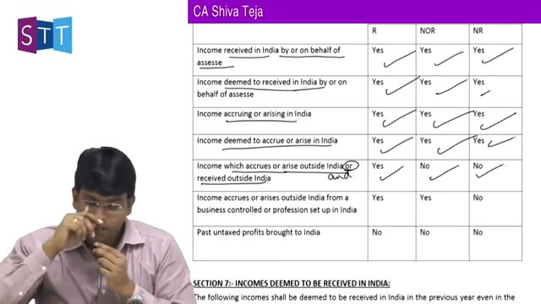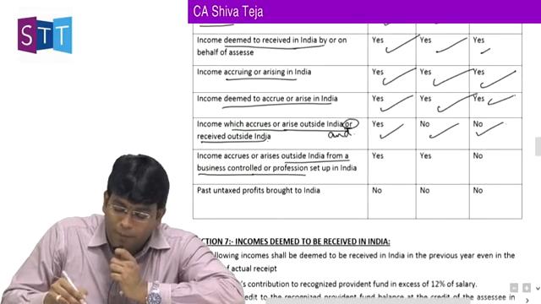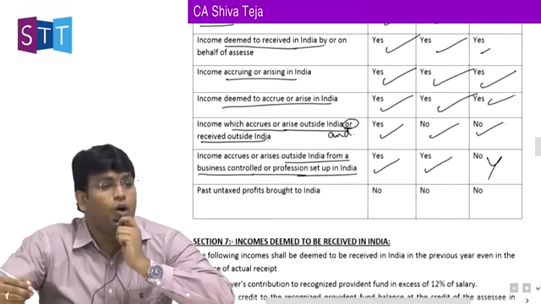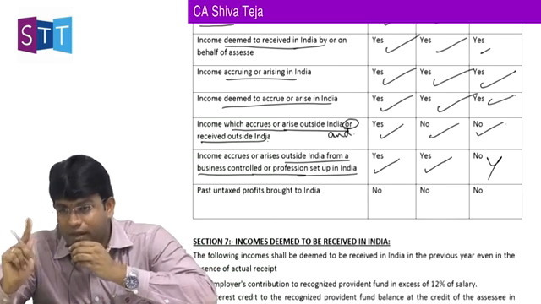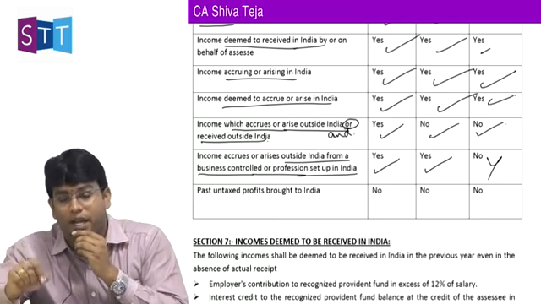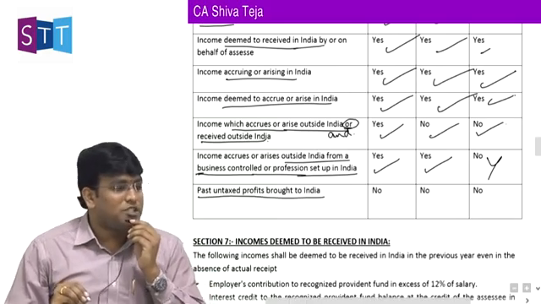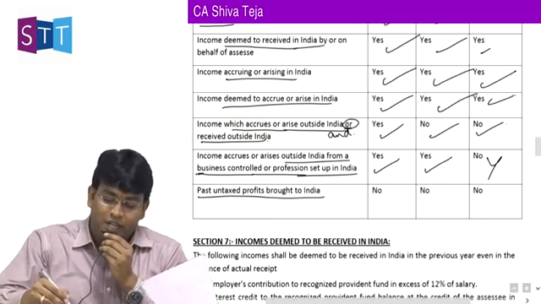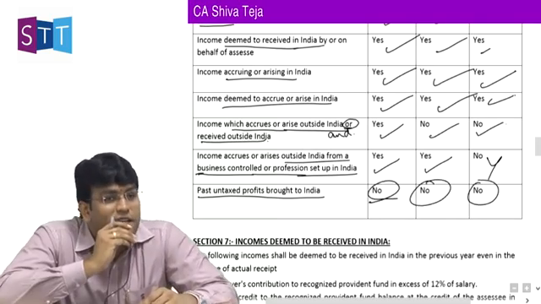See now. Income accruing or arising outside India from a business controlled or professional setup in India: ROR, yes. RNOR also, yes. NR, no. I already told you RNOR is taxed on foreign income only in two cases. Number one, business income controlled wholly or partly from India, or a professional setup in India. Past untaxed profits brought to India. Past profits brought to India are not taxable in any of those cases. Are we clear with this?